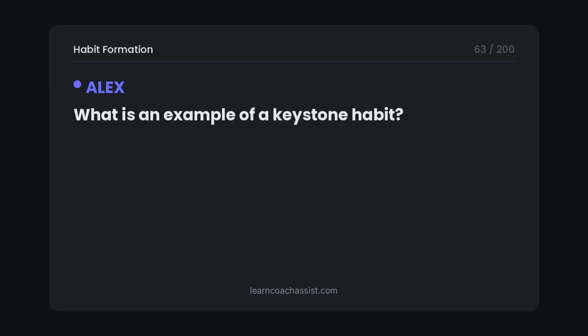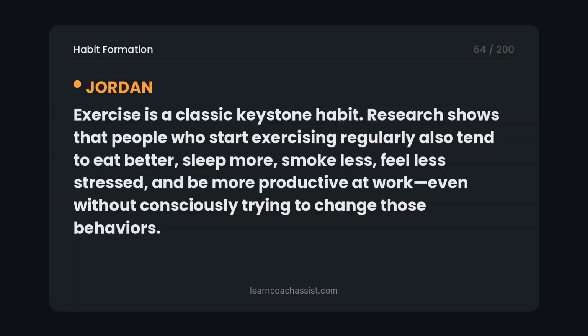What is an example of a keystone habit? Exercise is a classic keystone habit. Research shows that people who start exercising regularly also tend to eat better, sleep more, smoke less, feel less stressed, and be more productive at work, even without consciously trying to change those behaviors.